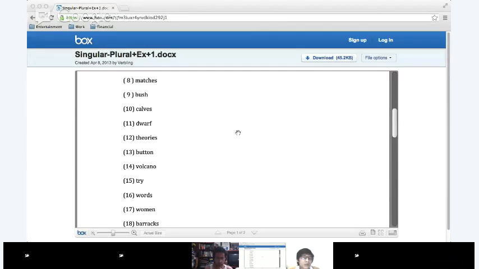Dwarf. Okay, let's try it one more time. Yeah, it is. It's super difficult. Okay, let's try it one more time, Adela. Dwarves. There you go. Okay, one more time with dwarves. Dwarves. Okay, getting closer. All right, very good. Let's go to number 12.